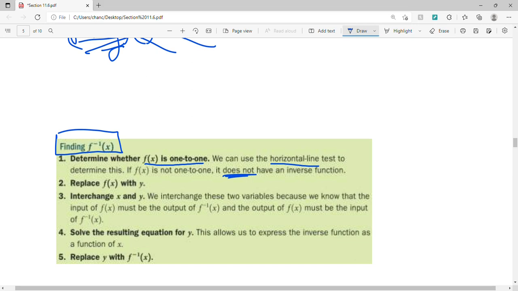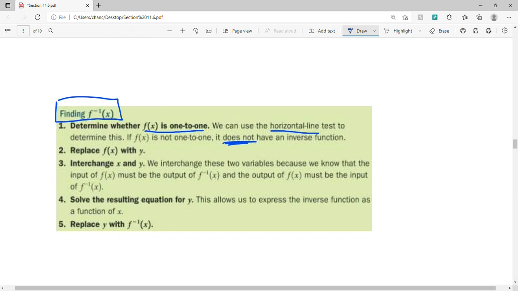We start by replacing f of x with y. And then in step 3, we interchange the x and y, which means we're going to swap them. We interchange these two variables because we know that the input f of x must be the output of the inverse. And the output of f of x must be the input of the inverse. Solve the resulting equation for y. This allows us to express the inverse function as a function of x. And then finally, don't forget you have to replace the y with the symbol for the inverse function.